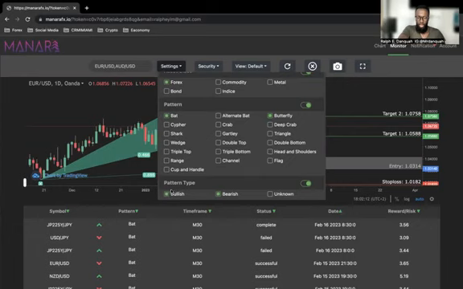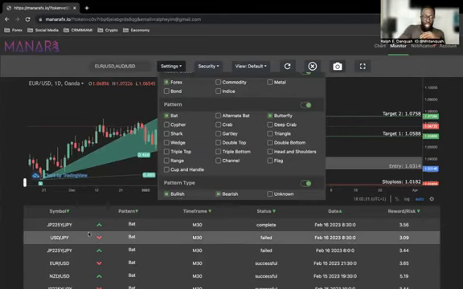Then, of course, on the pattern type, we have bullish and bearish. Bullish basically means we're looking for buys, so the green arrows, and then bearish are the red arrows. So of course, we want to make money both ways, buying and selling. But you can set it how you want it, depending on what you want to do.